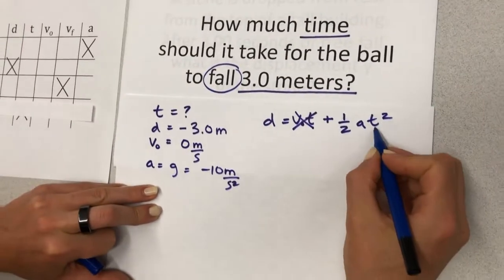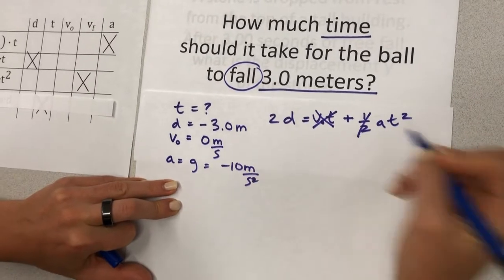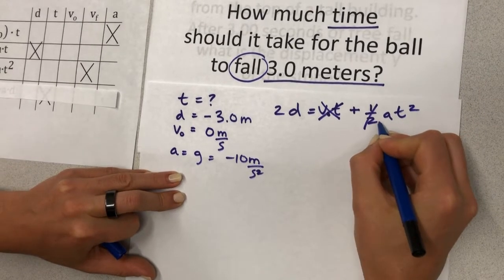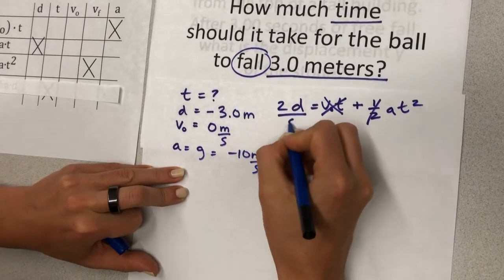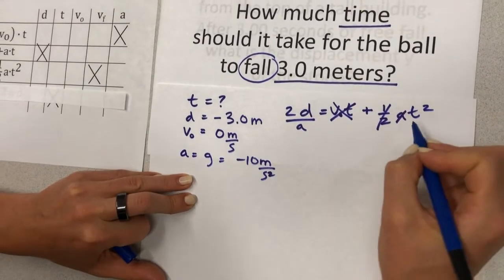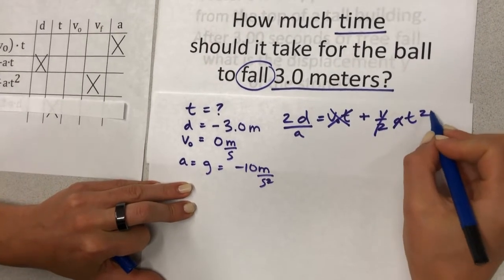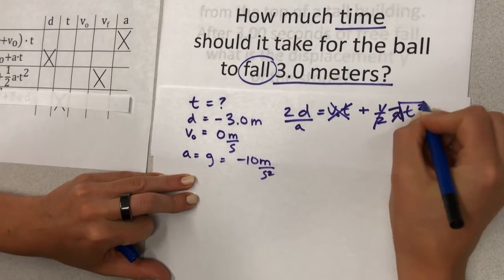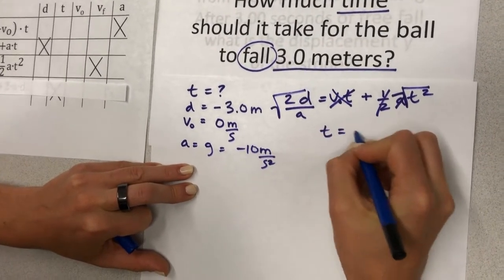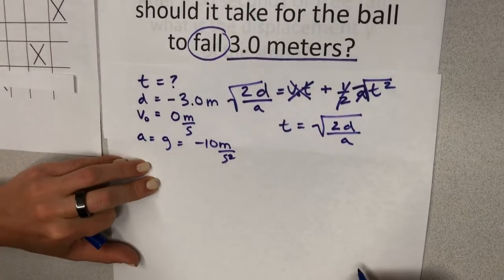We're trying to find time, so I'm going to try to get t by itself. I'm going to multiply by 2 to get rid of the one half. And in order to get rid of acceleration, I have to do the opposite of multiplying, so I divide. Now I'm almost done. And don't forget, this acceleration is the same thing as gravity. In order to get rid of the square here, I'm going to take the square root. So t is going to equal the square root of 2d divided by a.